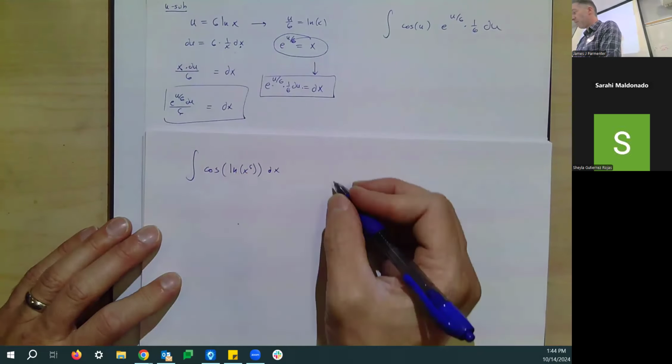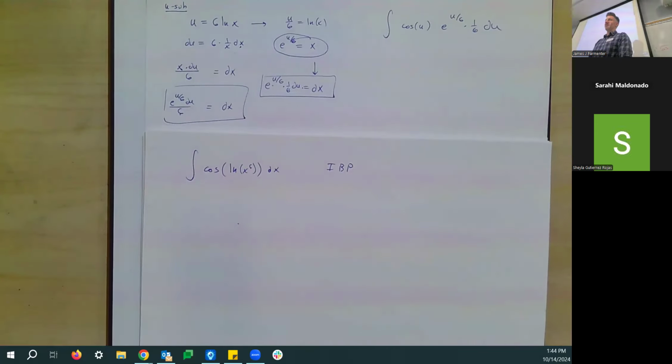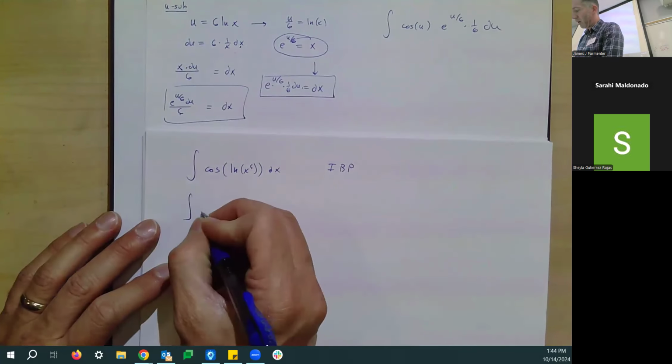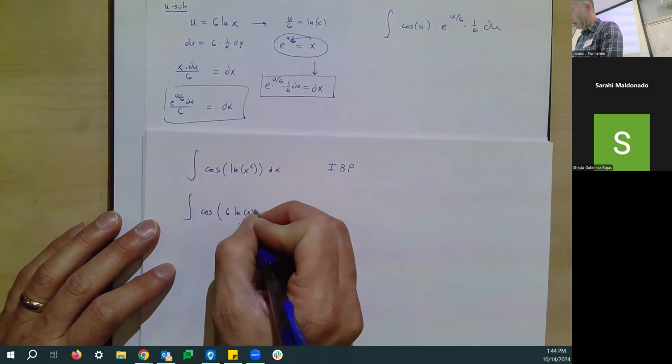By doing integration by parts. And there's only one way to do it using integration by parts. I don't have anything really multiplied here. I don't have cosine times natural log of x to the 6, or as I was writing before, cosine of 6 natural log of x. Sorry about that.